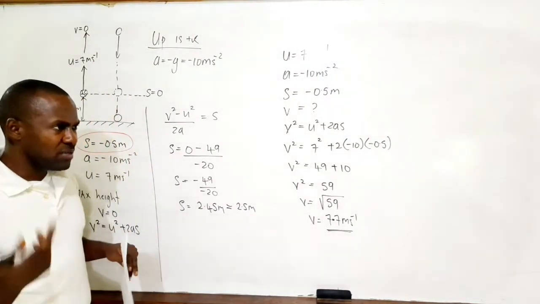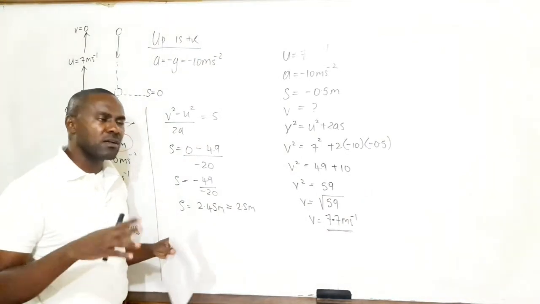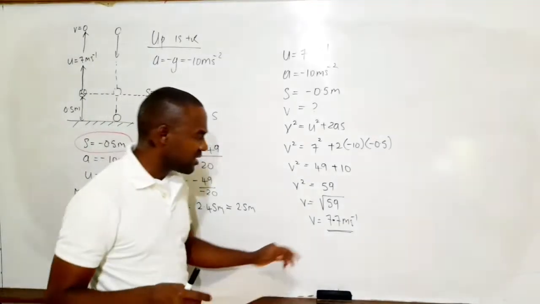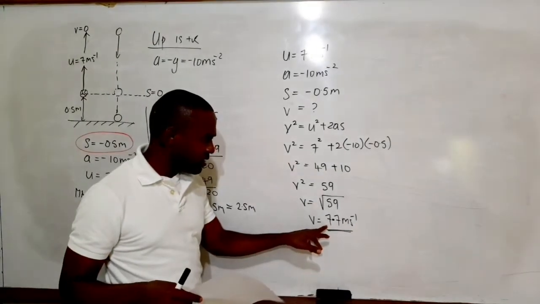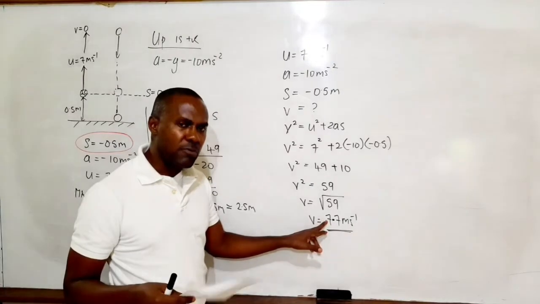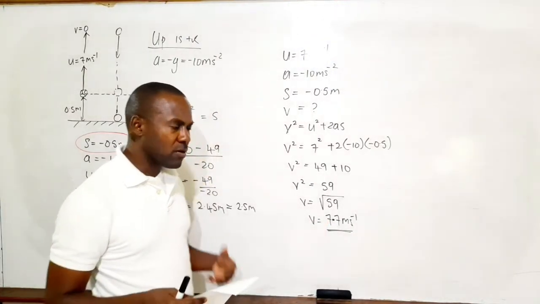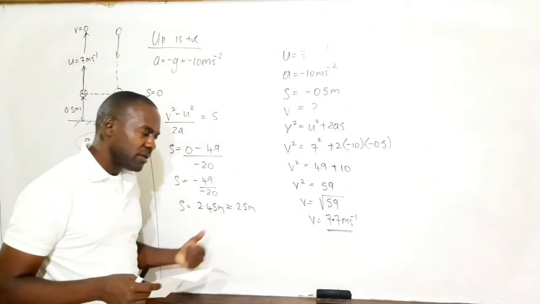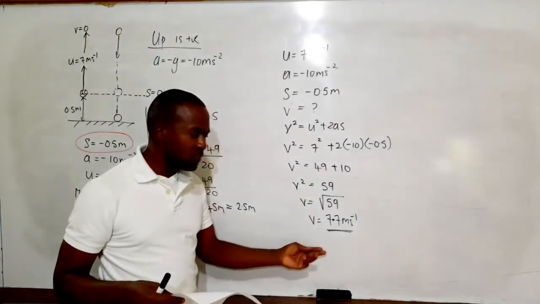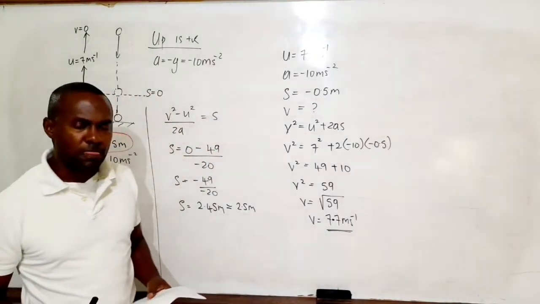So because speed is a scalar, we would not take into consideration any sign, right? However, if we had been asked to calculate the velocity with which it hit the ground, this would have been a minus 7.7 because of the direction, right? However, because we're asked to calculate its speed, and speed is just the magnitude of the velocity, it is simply equal to 7.7 meters per second.